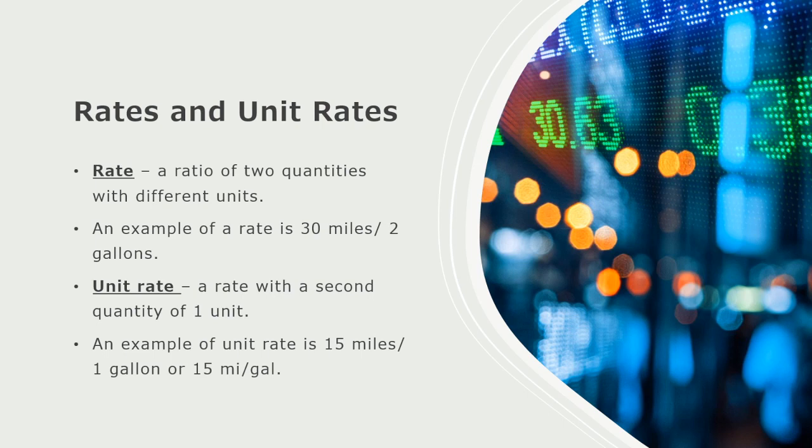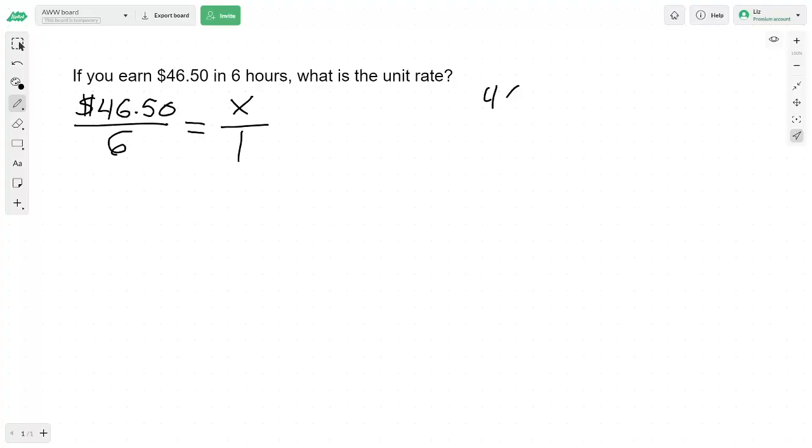And then we have rates and unit rates. A rate is a ratio of two quantities with different units. So like 30 miles to 2 gallons. A unit rate has the second quantity of 1. So an example of a unit rate is 15 miles per 1 gallon, but we'd most likely just write it 15 miles per gallon. $4,650 per 6 hours equals what per hour?